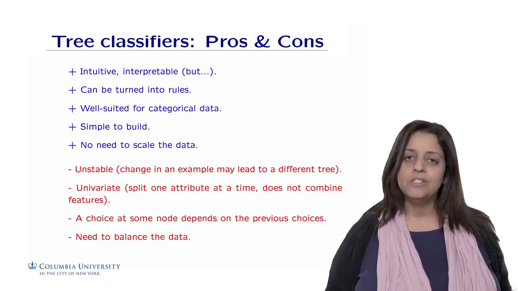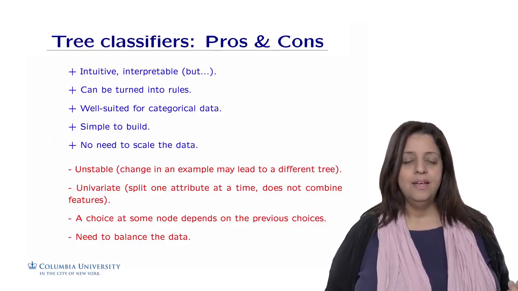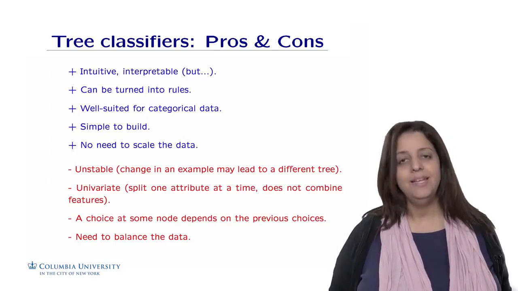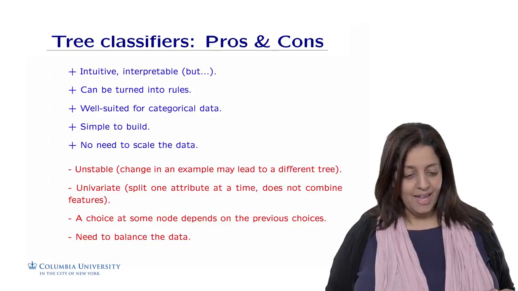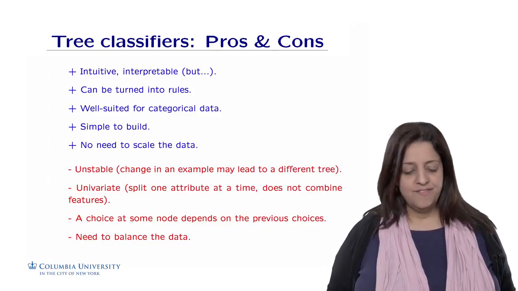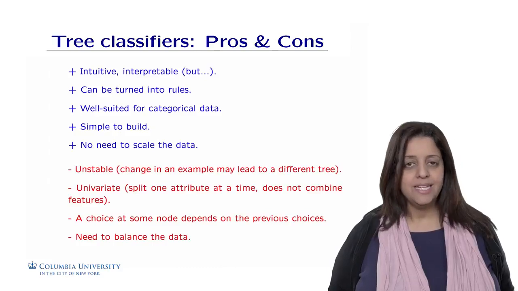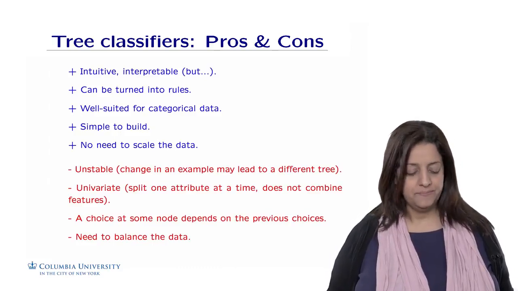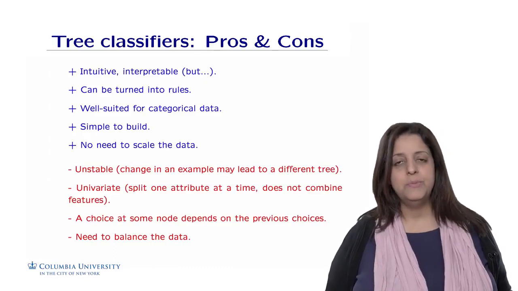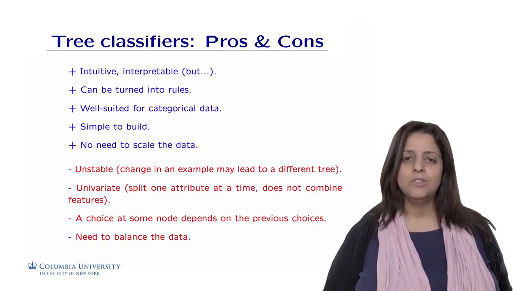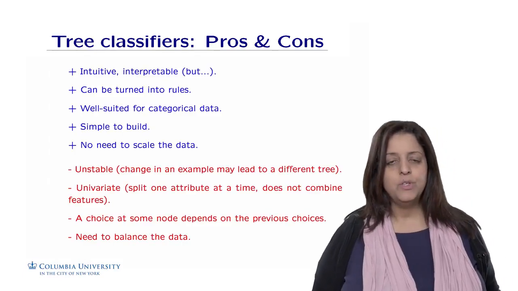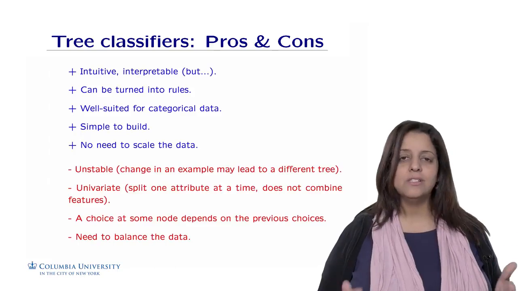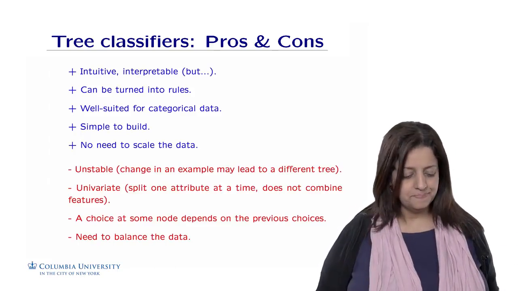It is also very well suited for categorical data. It's simple to build, and it doesn't need scaling of the data, keep it just as it is, okay? However, you need to balance it. The cons of tree classifiers are that they are unstable, which means that changing one example in your data may lead to a completely different tree. It's also univariate, which means that splitting the data is done on only one attribute at a time, so it does not really combine the features. It just considers one division of one feature at a time.